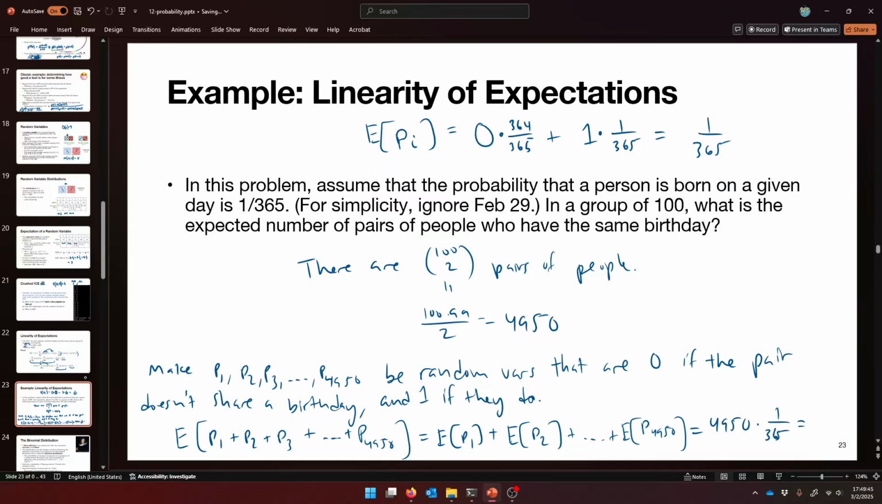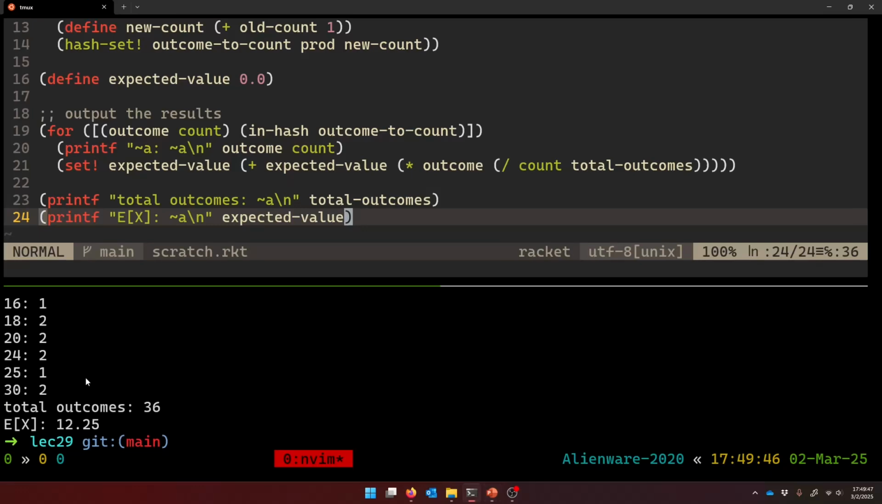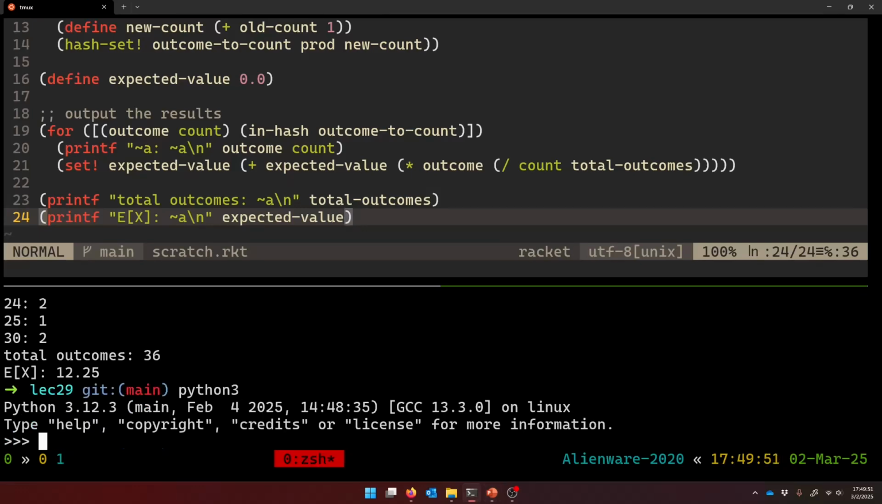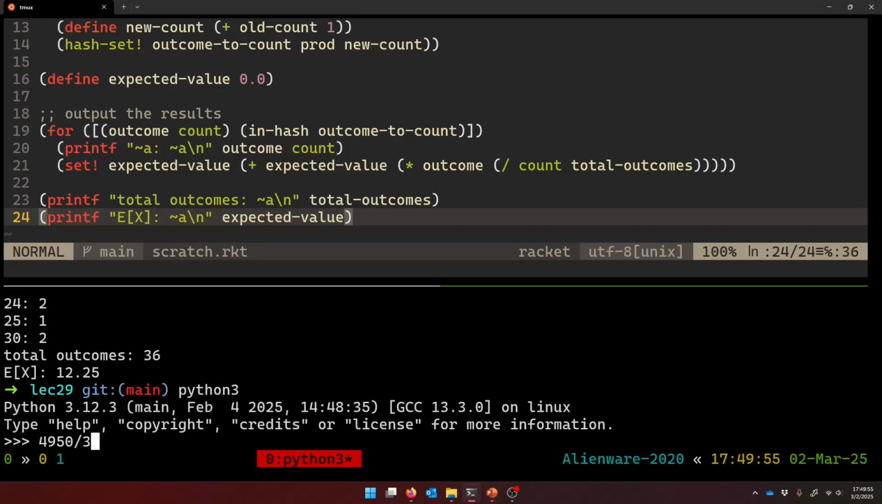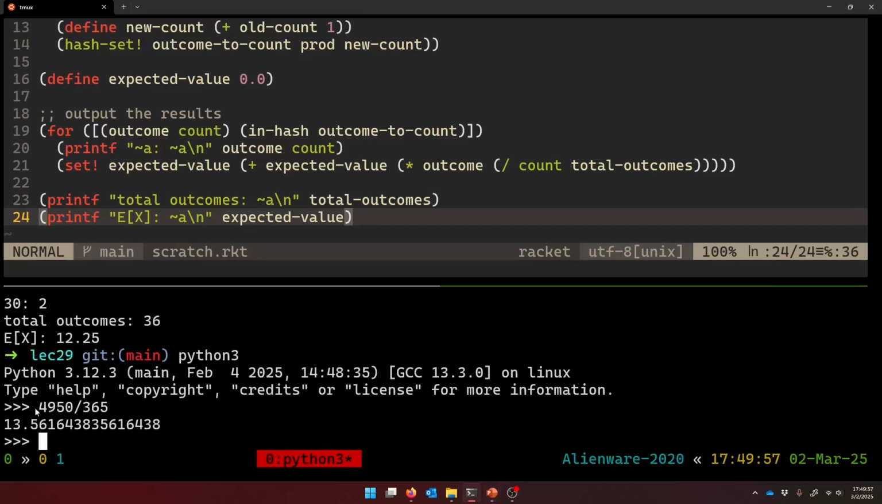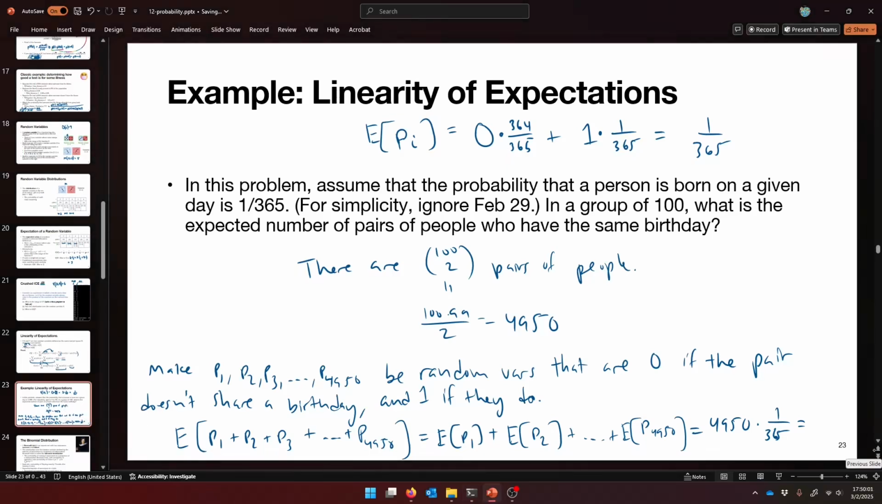And so you can expect, on average, in a group of 100 people, 4950 times 1 over 365, so just divided by 365, about 13.56 people, 13.6-ish people, to share a birthday. That's bigger than you might think, but on average you can expect 13 people, maybe almost 14, to share a birthday in a group of 100.